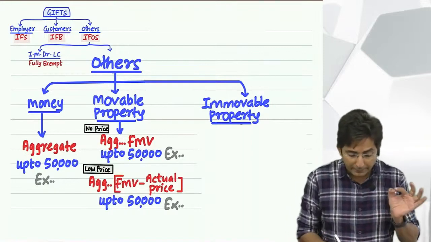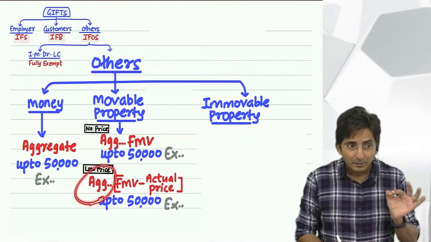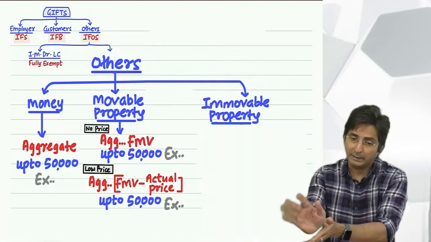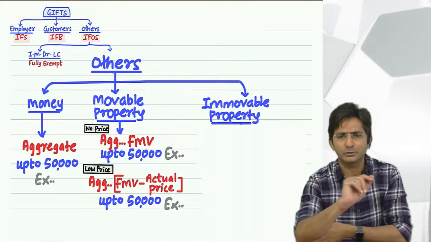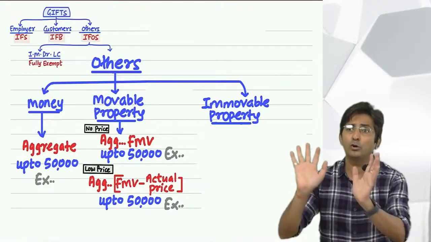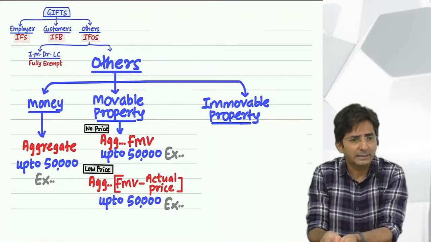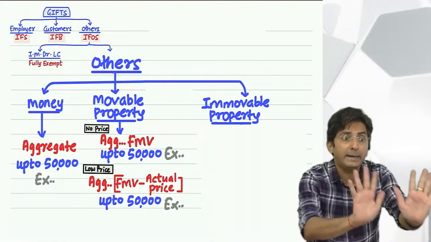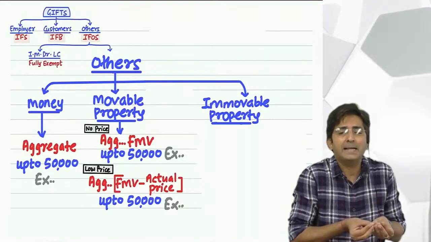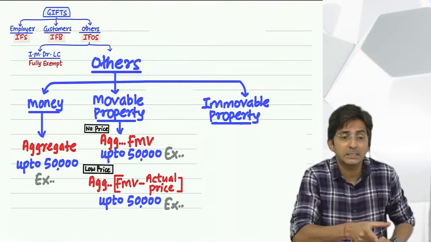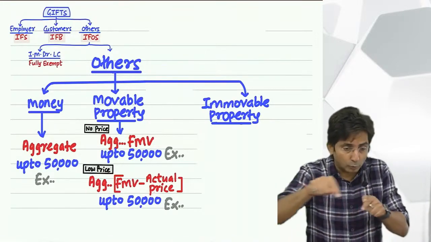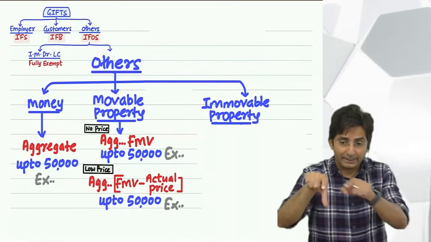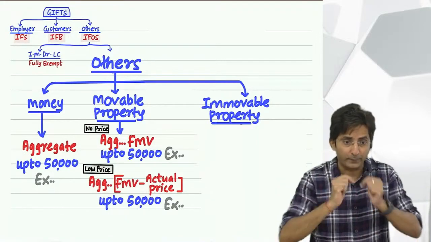But here also, why have I written aggregate? All people together. For example, he gave me gold of 10,000 for 3,000. So the difference is 7,000. But then she also gave me gold of 20,000 for a price of 4,000, so the difference is 16,000. In this way there are so many people, and I have to add all. In every transaction I will add the difference.